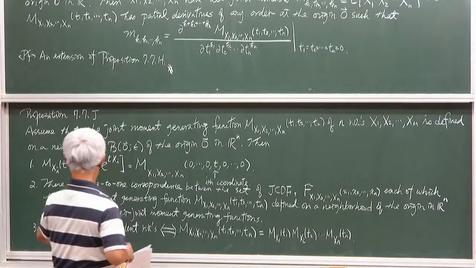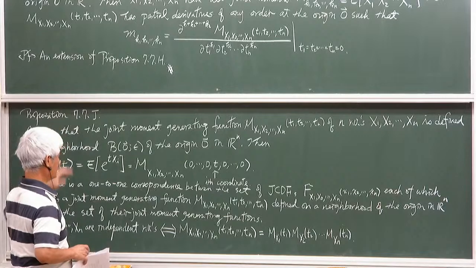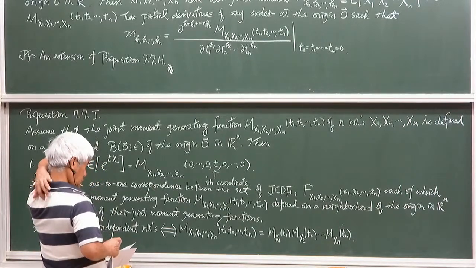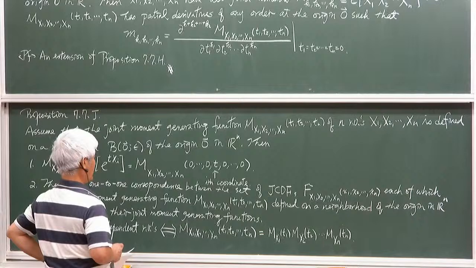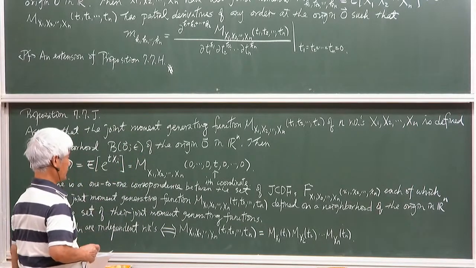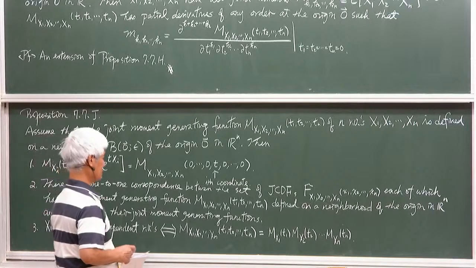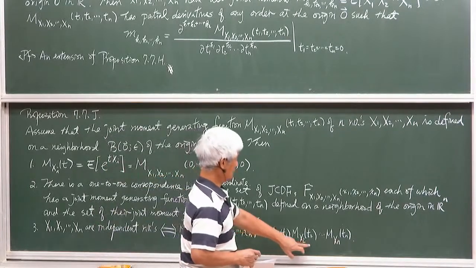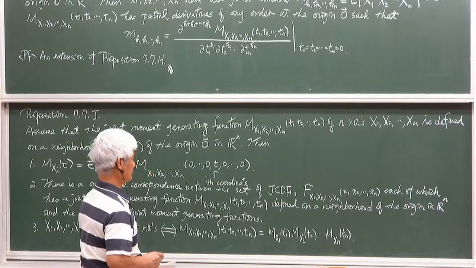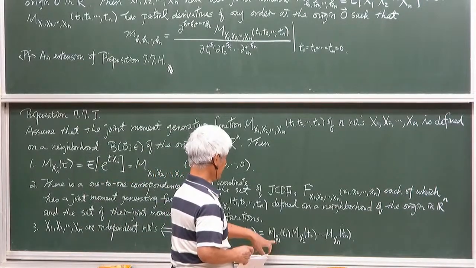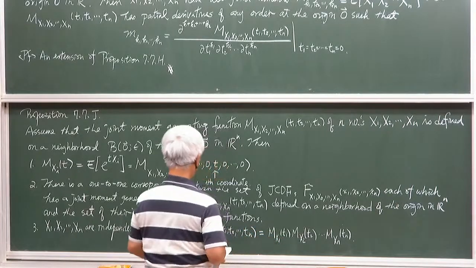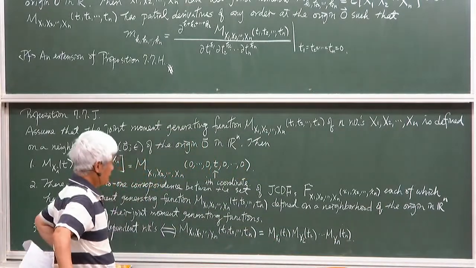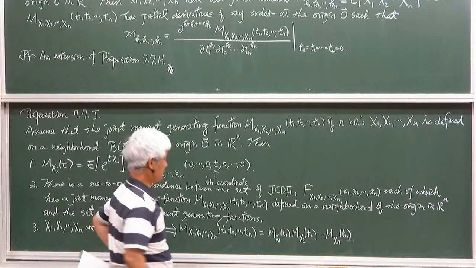So the third item in proposition 7.7.j gives us a way to check whether n random variables are independent, just by showing that their joint moment generating function is the product of the moment generating function of each random variable. Of course, the parameters used in the moment generating function of individual random variables will be different.